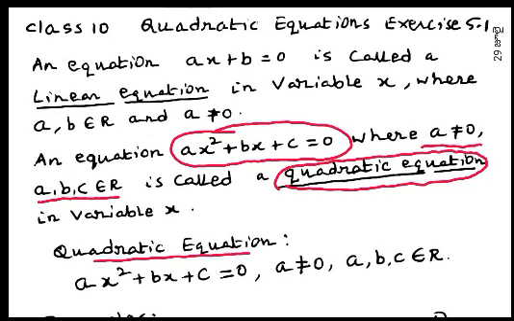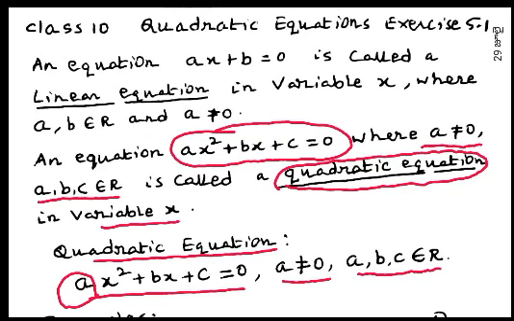Now we note down the quadratic equation in variable x. Ax square plus bx plus c equal to 0, where a is not equal to 0 and a, b, c are real numbers. What we must remember is that the x square coefficient should not be equal to 0 in this quadratic equation.